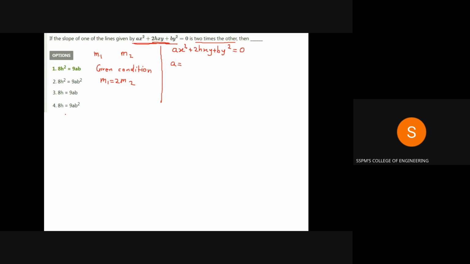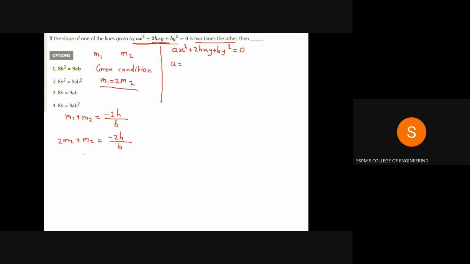So what do we know? What is m1 plus m2? This is the sum of slopes. It can be written as minus 2h divided by b. We have already used this in earlier equations. m1 plus m2 is minus 2h upon b. Instead of m1 we can write 2m2, since the value of m1 is 2m2. So 2m2 plus m2 is equal to minus 2h upon b.